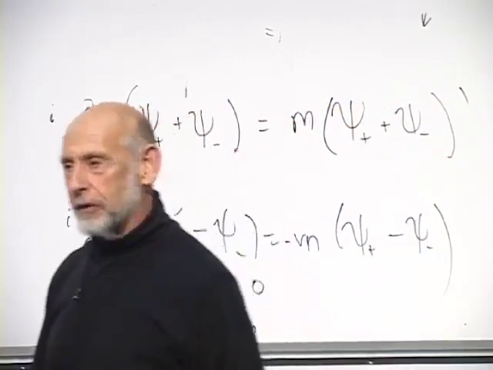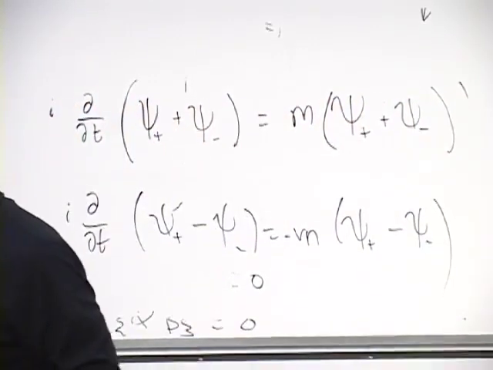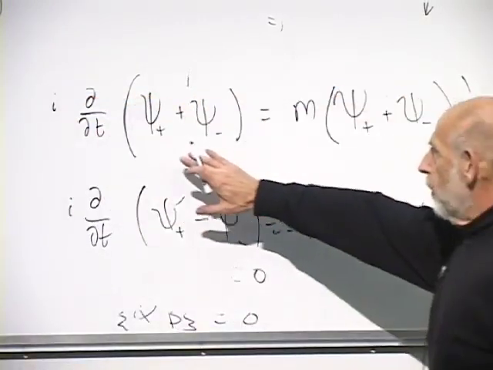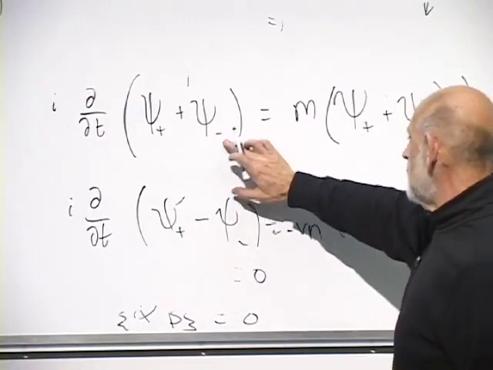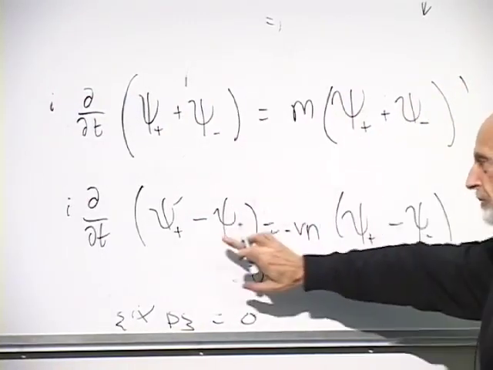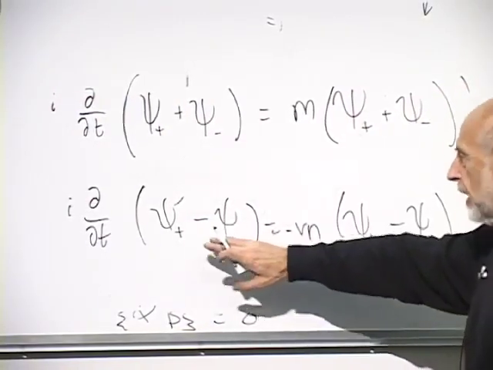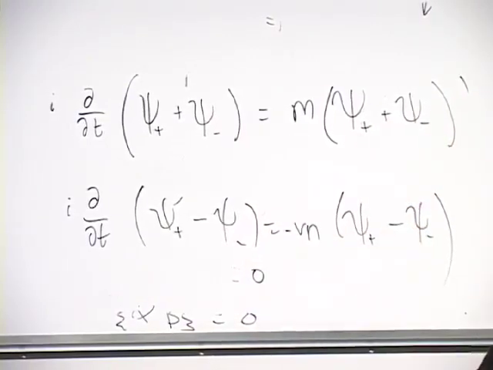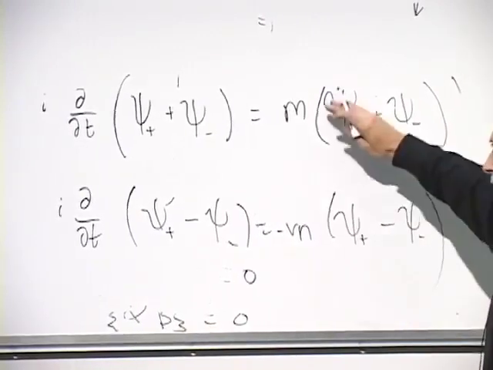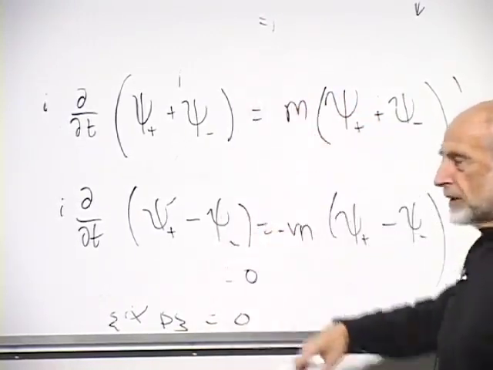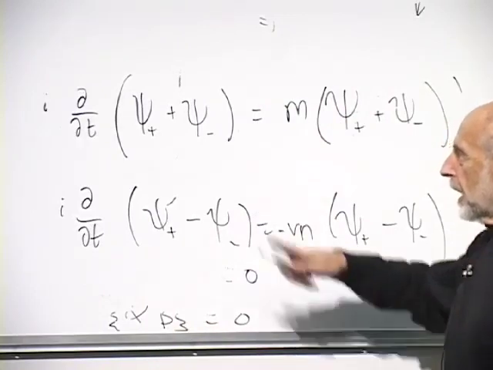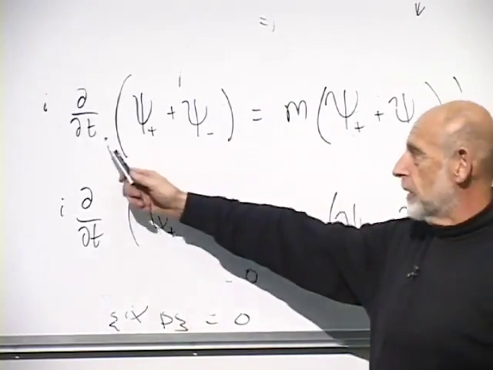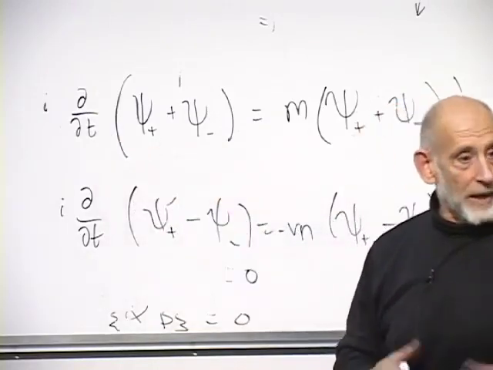The upshot here is that this really breaks up into uncoupled equations for two things. Psi plus plus psi minus does not get mixed up with psi plus minus psi minus, and psi plus minus psi minus doesn't get mixed up with psi plus plus psi minus. They satisfy equations which are completely independent of each other. How about the frequencies of this one? What can you say about the frequency of this one? i d by dt is just omega, right?